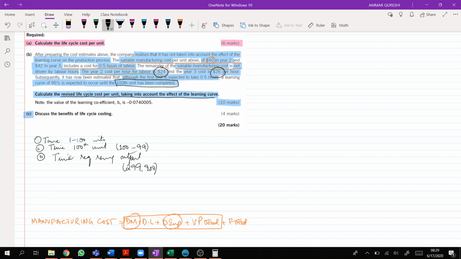Right now we are trying to start with the first step, and the first step is what? The first step is to calculate the time required for 100 units, right? So remember the formula. What is the formula? Formula is, let me try to change the posture a bit.